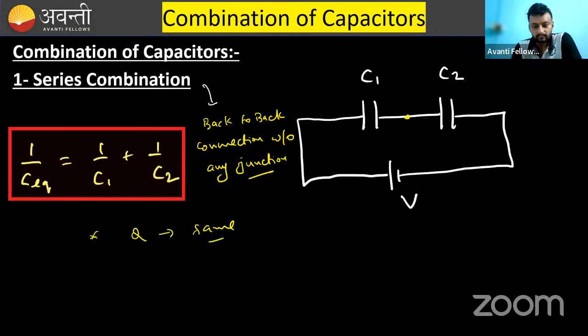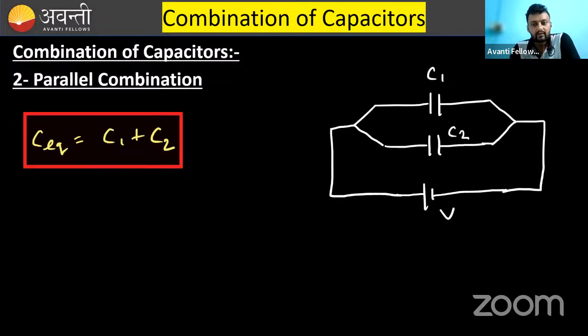Clear? One more thing, the parallel combination. When the capacitors are connected between two same points, like this is point A, this is point B.